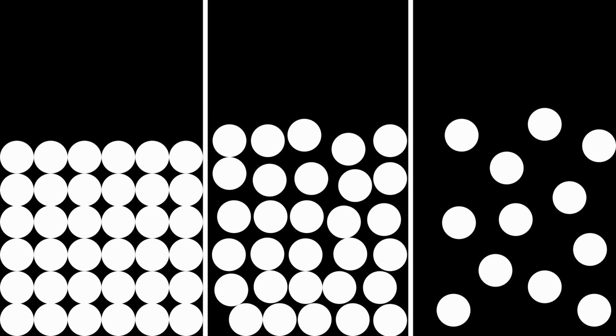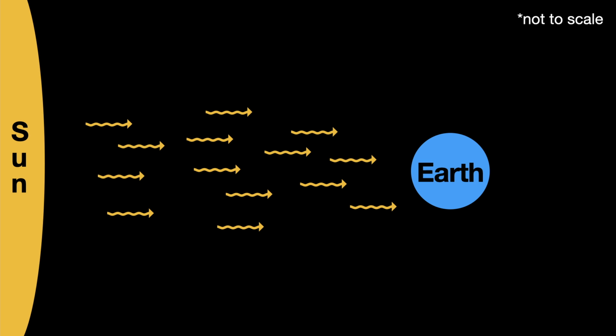All of the heat transfer methods I mentioned before radiation require a medium, such as a solid, liquid, or gas. However, radiation does not require a medium. This is why heat from the sun can still reach us from the vacuum of space.